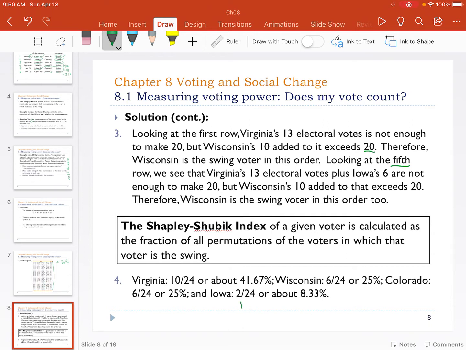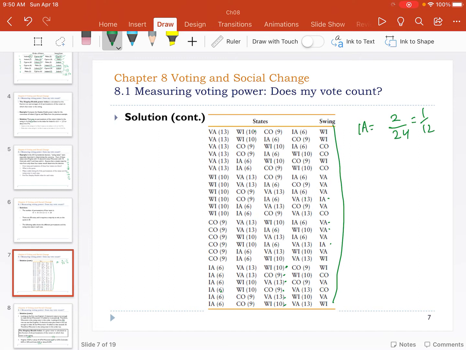So 24 separate ones. We already saw Iowa was only 2 out of 24. You could reduce that to 1/12 for full credit if you want to stop at a fraction. Most people, I think, will go to a percentage. And I'm not talking decimal here. I'm talking about a full-on percentage with as few or as many decimals as you like. Well, Wisconsin and Colorado were tied at 6 each. 6 out of 24, also known as 1/4, is 25%. And Virginia got 10 out of 24, 5/12, and that's about 41.7%.